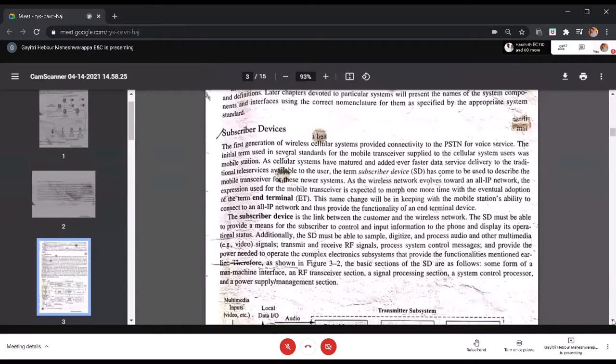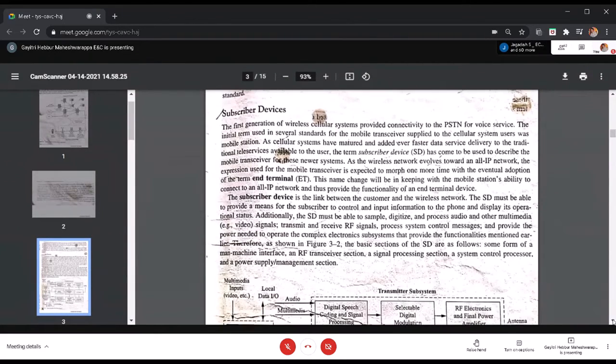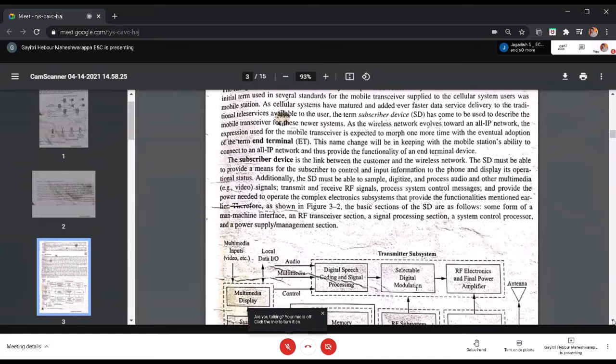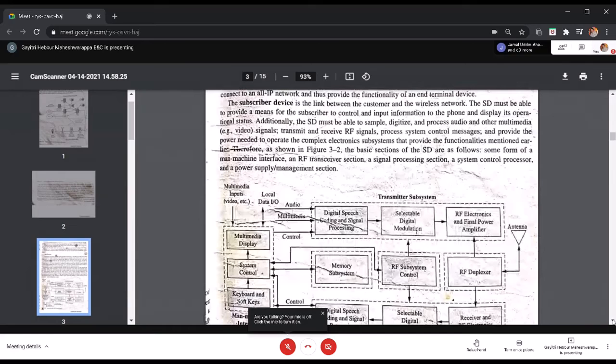So that is nothing but your mobile unit. So they have given the general block diagram. So mobile means you have an input which is connected. The input may be a video, audio, or any message signals through multimedia inputs. And once you convert that data from analog into digital, then the different kinds of input which you are going to give, audio, multimedia, and control information, that is converted from analog signal into digital by using digital speech coding and signal processing.